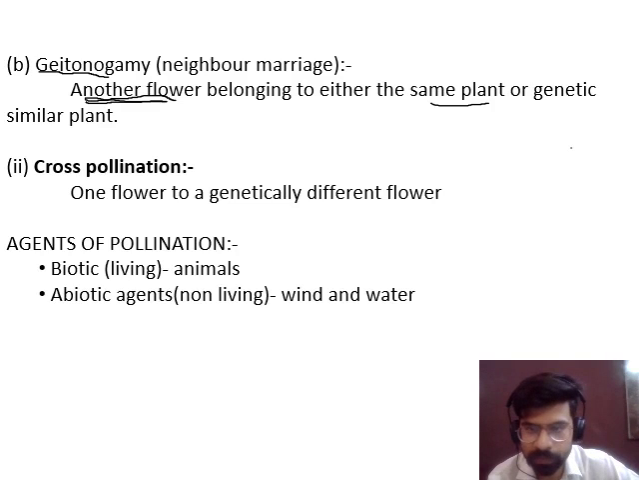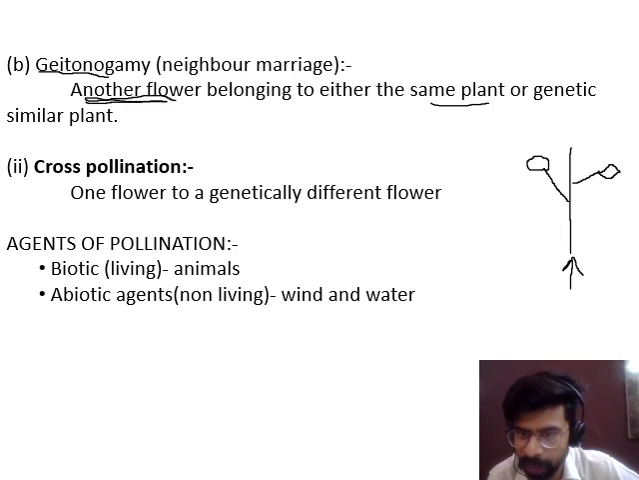Let's suppose this is a plant. This one is flower F1, and this one is flower F2. The flowers are born on the same plant, which means the flowers are present on the same plant.